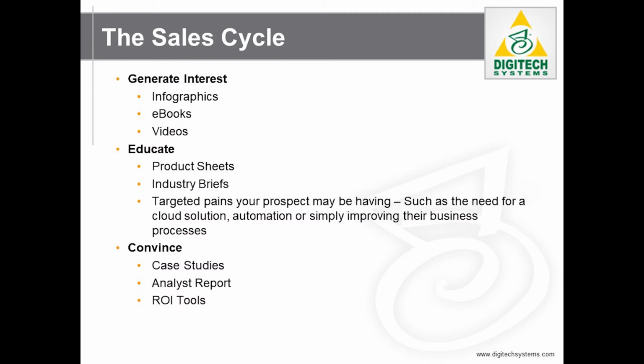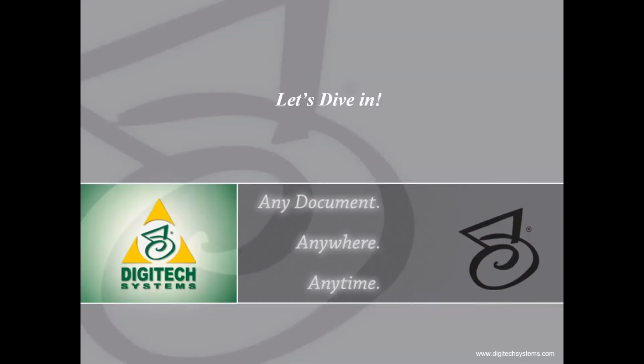The first one is called Generate Interest. Items that you'll be looking for in this category would be infographics, eBooks, or video. The next section is Educate. These would be product sheets, industry briefs, or targeted pains your prospect may be having, such as the need for a cloud solution, automation, or simply improving their business process. The last stage is the Convince stage. This is where you would leverage case studies, analyst reports, and ROI tools.